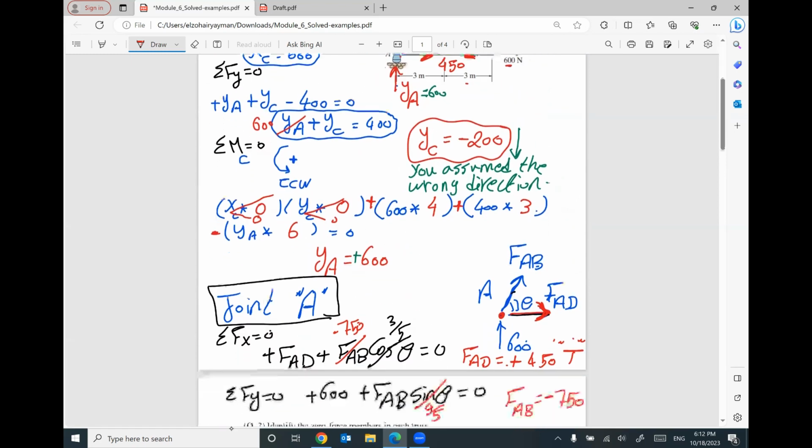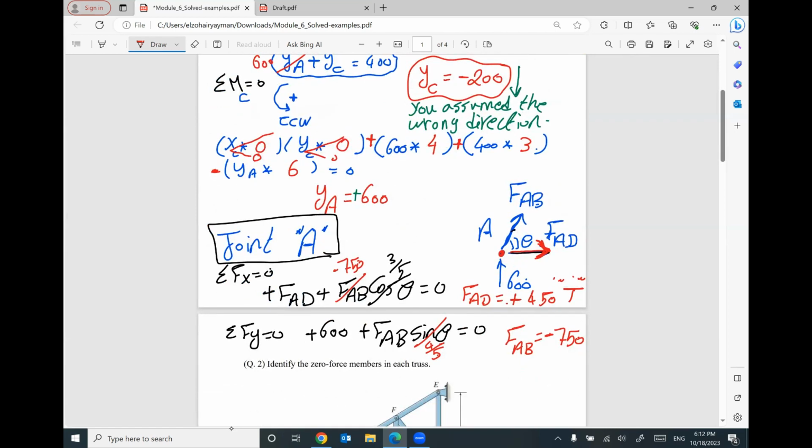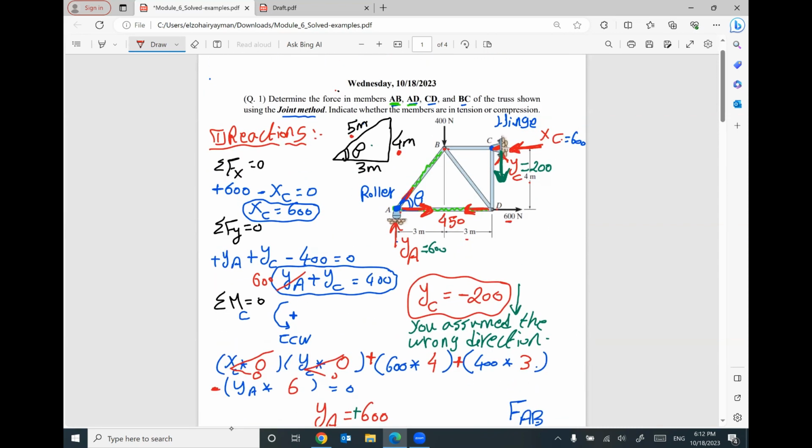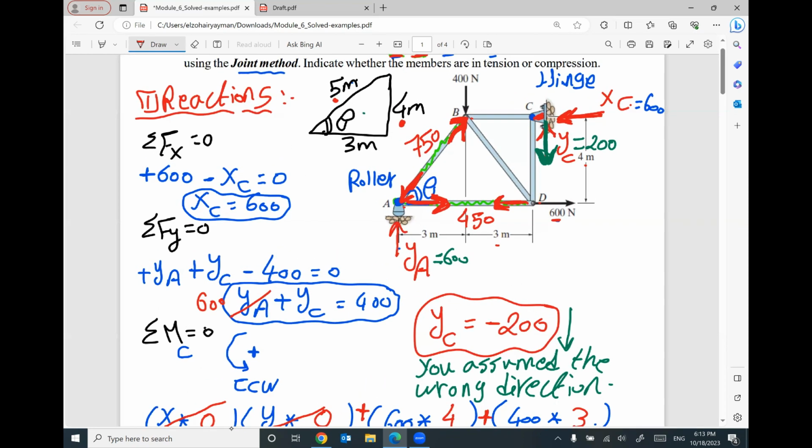One more comment. FAB is negative, which means the direction you assumed for FAB is wrong. I assumed it tension, and I'm sorry, it's wrong. It should be compression, not coming out; it should be coming into the joint. So the correct direction is compression coming into the joint, and compression at the other joint also. How much? 750. Does that make sense? These are the first two members.